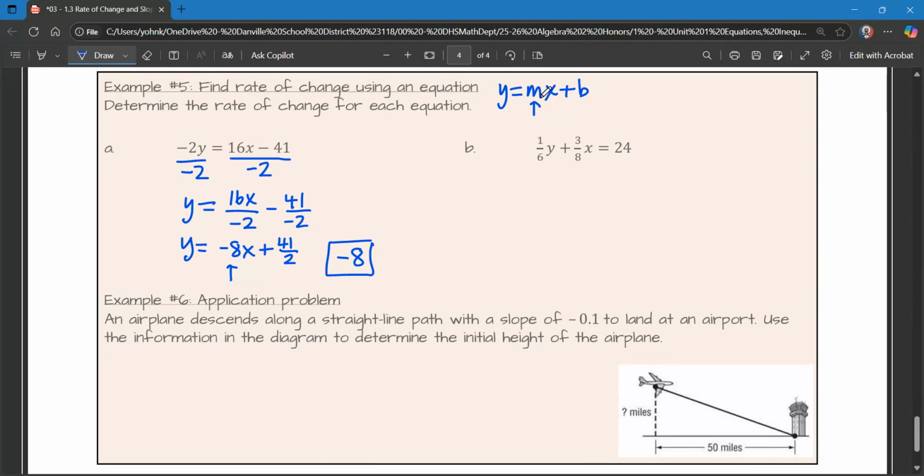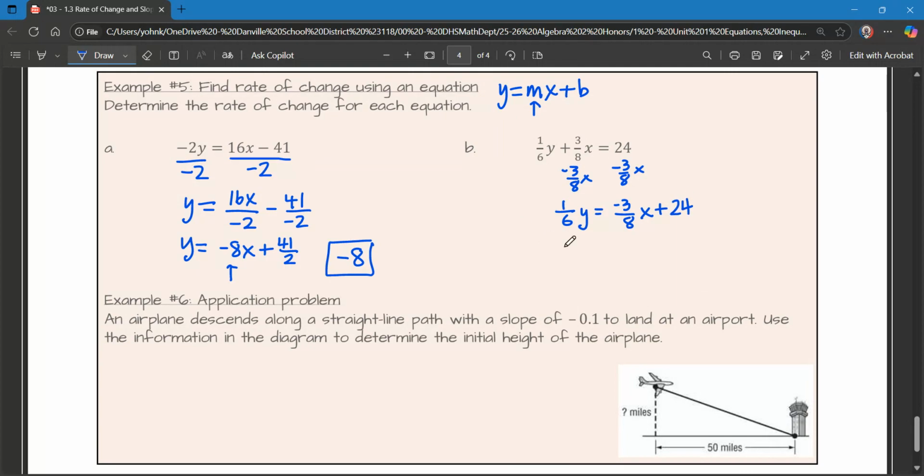Letter B, 1/6 y plus 3/8 x equals 24. So first thing, you need to get the y alone, so let's minus 3/8 x from both sides. That gives us 1/6 y equals, and I'm going to put the x part first, negative 3/8 x plus 24.